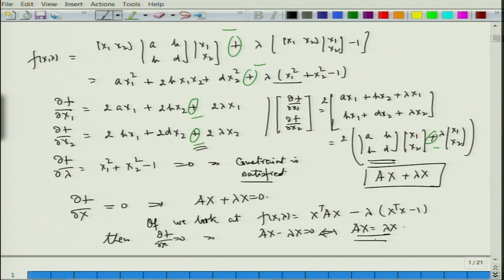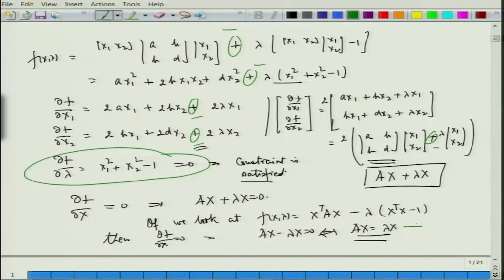Now, what is more important for us is this constraint. This constraint says that the point x1, x2 has to be on the circle. Since x1 and x2 are on the circle, x cannot be 0. So, with the condition that x cannot be the 0 vector, I need to study equations of the type Ax is equal to lambda x, x not equal to 0.